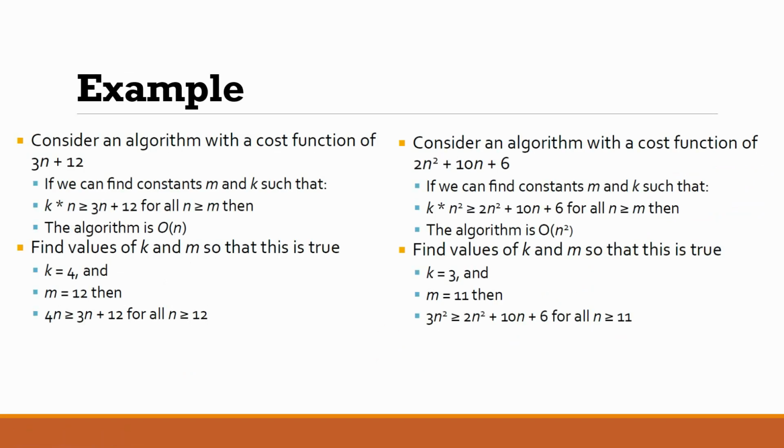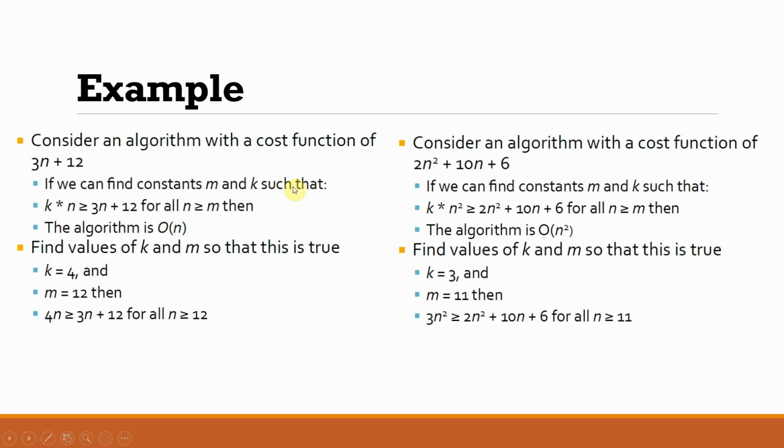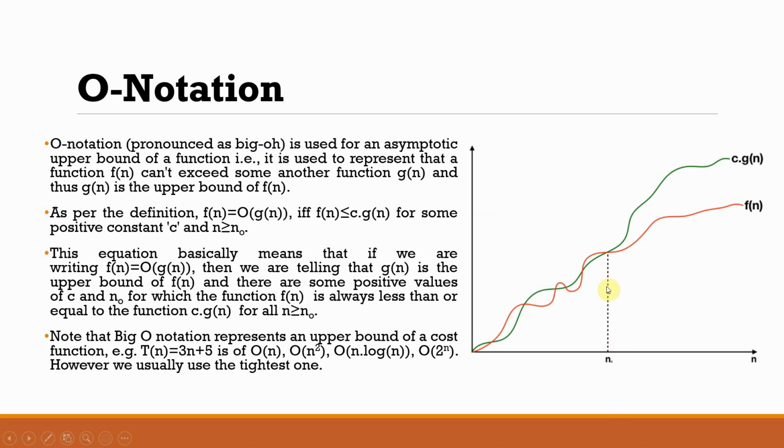So this basically shows how we can find this n sub 0 or this constant here. For different examples, let's say that we find the cost function of an algorithm and it's 3n plus 12, right? And we know that this is going to be of big O notation n, right? But we want to know what this number n0 is going to be.